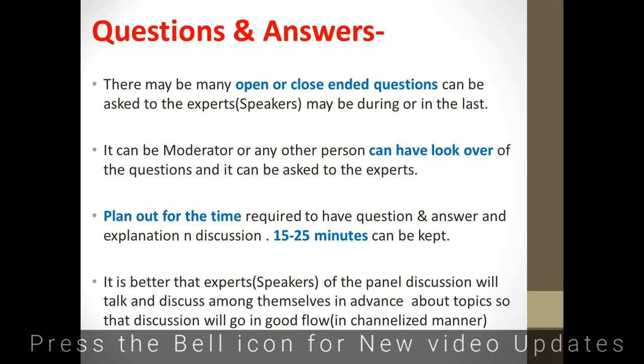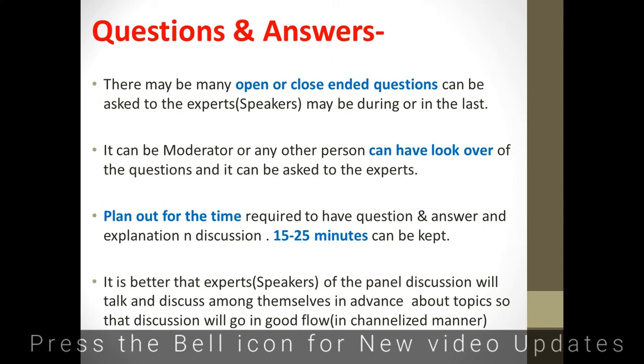Now plan out the time required for the question and answer session and explanation in detail. Restrict yourself to 15 to 25 minutes for the question and answer session, because when the topic is interesting, the audience is interested, and the speakers are knowledgeable, sometimes it may go on for a very long time. Many questions may be asked. So restrict yourself to the time, 15 to 25 minutes.